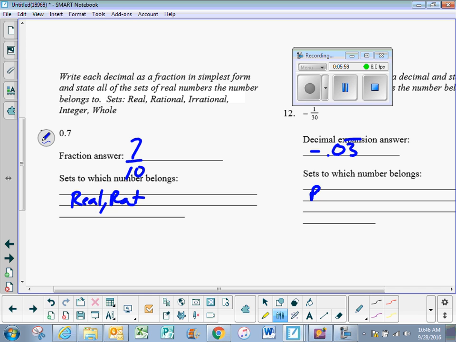That is real and it's rational. It's rational because it can be written as a fraction. It is a fraction to start with. Remember when we spent all that time changing fractions into repeating decimals? The point of that was to realize they're rational.